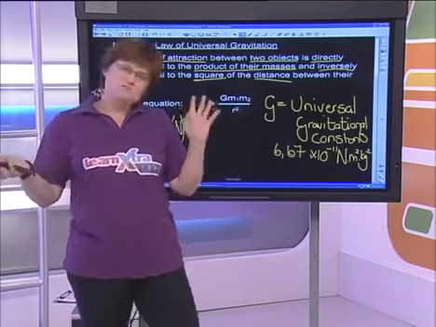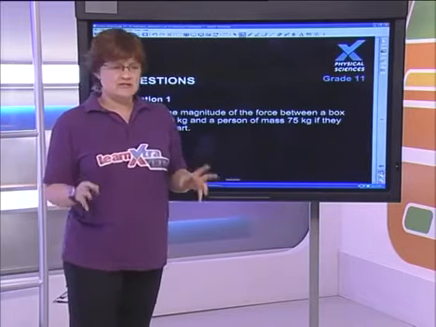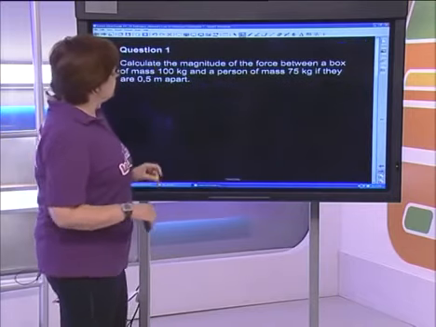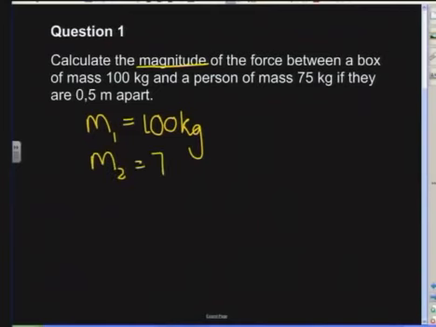So how do we use this? Let's quickly tackle a question, and then we'll take a break. Very typical type question that you could get. Says to us, calculate the magnitude, size, okay, of the force between a box of mass 100 kilograms. So let's write that in as mass 1, okay, and a person, let's make that mass 2, of 75 kilograms if they are 0.5 meters apart.